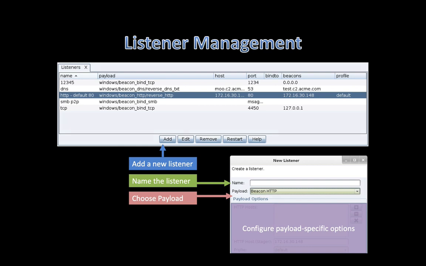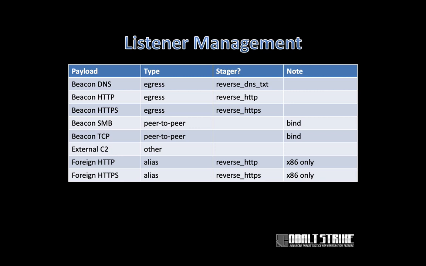I want to foot stomp the name piece for just a moment. The name is very important because it is what your teammates will see when they are using the tool, and it is very important that the name is descriptive enough that your teammates know the purpose of the listener and have an idea of its characteristics and potentially performance limitations as well. When you select a payload type, the new listener dialog will change to have payload-specific options that you can configure. This slide summarizes the types of payloads in Cobalt Strike that you can create listeners for.